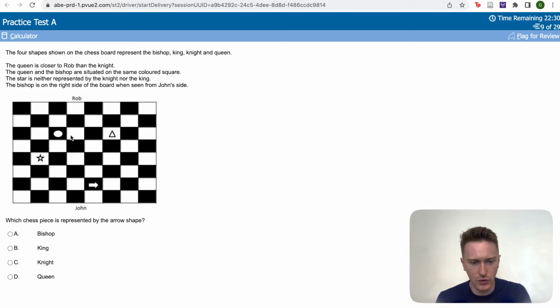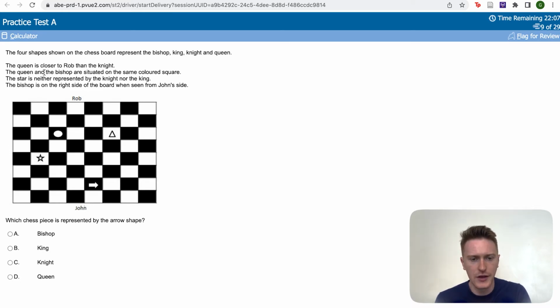They could be these ones or these ones. The star is neither represented by the king nor the knight nor the king, sorry. That must mean the star is either the bishop or the queen. And the bishop is on the right side of the board when viewed from John, so this must be the queen. So the star must be the queen, and we've got some information about the queen in the first.